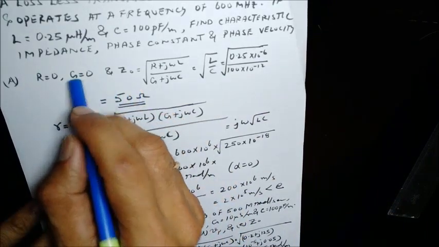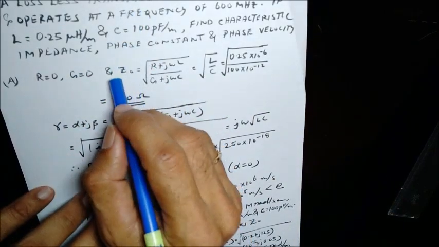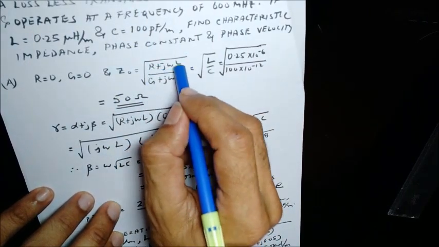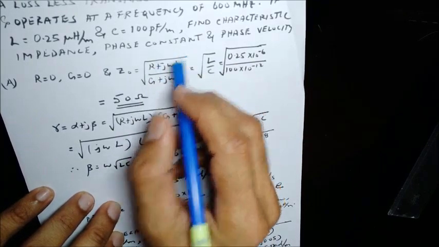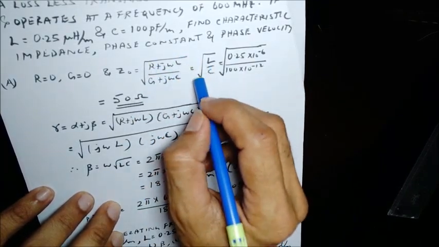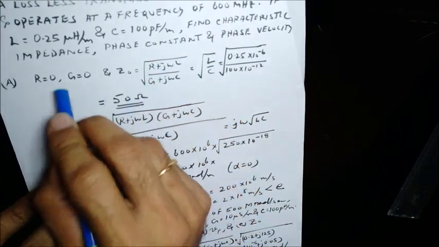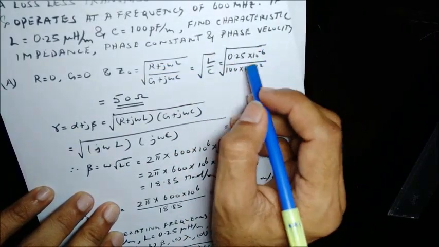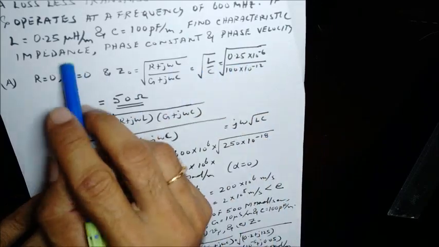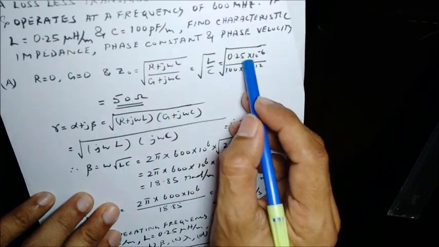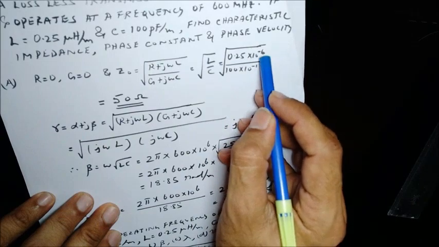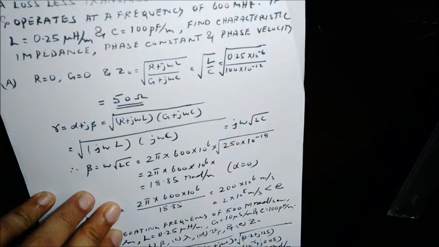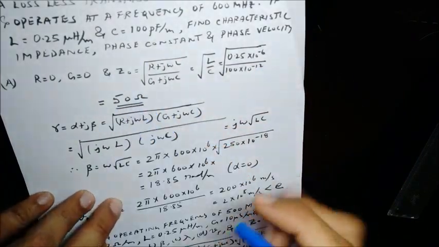So with R and G as 0, we have the lossless transmission line, and since the characteristic impedance is square root of Z by Y, that is square root of (R plus jωL) by (G plus jωC), that is how we calculate it. In this case, since R is 0 and G is 0, the jω gets cancelled and you get square root of L by C, which you can easily calculate because L is 0.25 microhenry per meter, 0.25 into 10 power minus 6 henry per meter, and C is 100 picofarad per meter, 100 into 10 power minus 12 farad per meter, and you get the answer as 50 ohms.